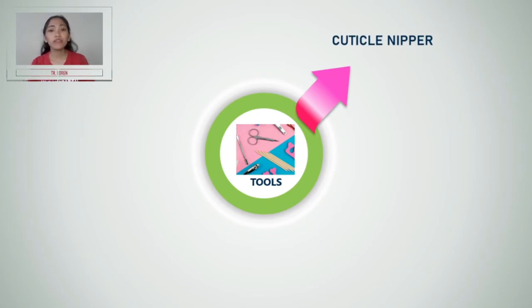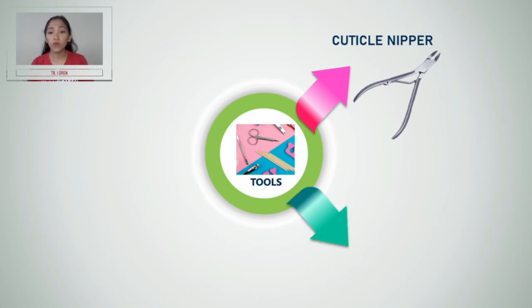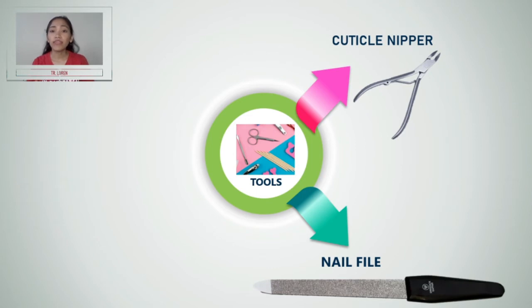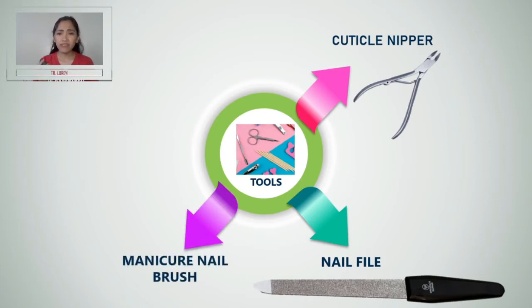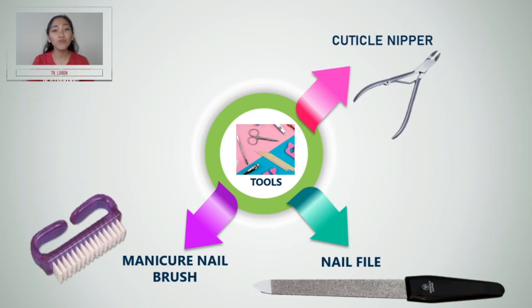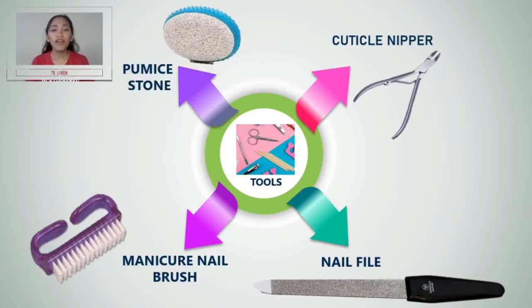Let me give you an example. We have the cuticle nipper. You can easily hold the cuticle nipper to cut your cuticles. Also, we have the nail file. Just hold it and shape the free edges of your nails. Next is the manicure nail brush. You can hold that using your two fingers, the pinky finger and the ring finger, and brush downward on your fingernails. These are the different examples of nail care tools that we use to maintain our toenails and fingernails.